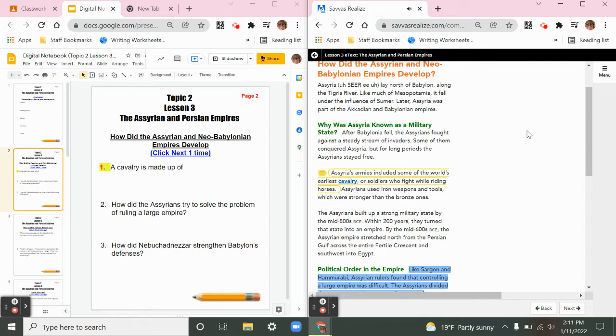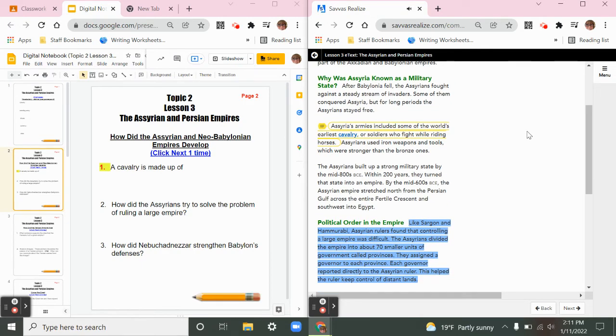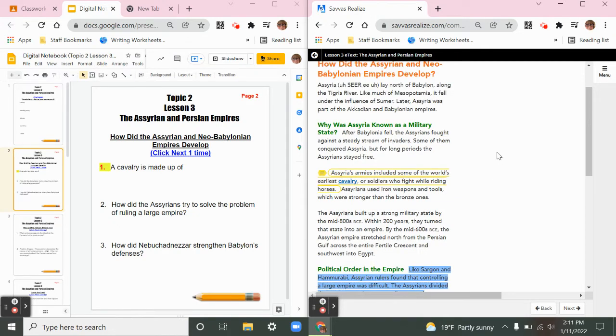The Assyrians built up a strong military state by the mid-800s BCE. Within 200 years, they turned that state into an empire. By the mid-600s BCE, the Assyrian Empire stretched north from the Persian Gulf across the entire Fertile Crescent and southwest into Egypt.